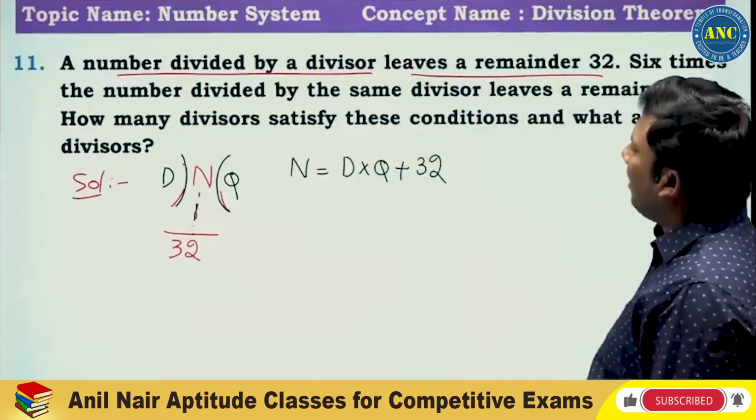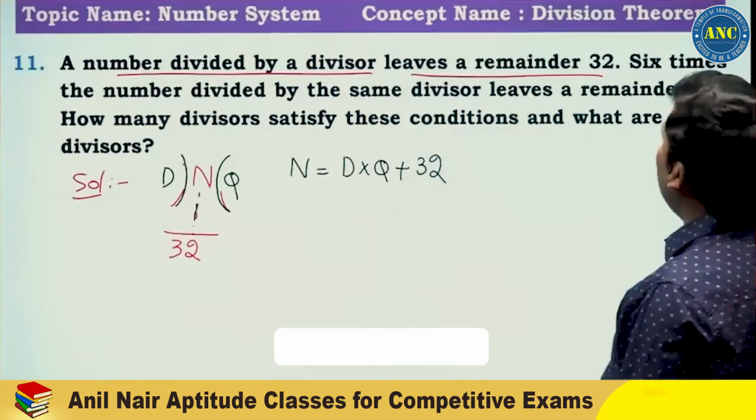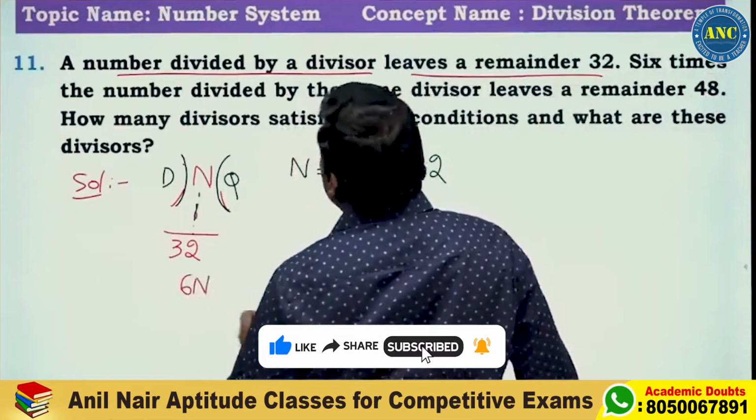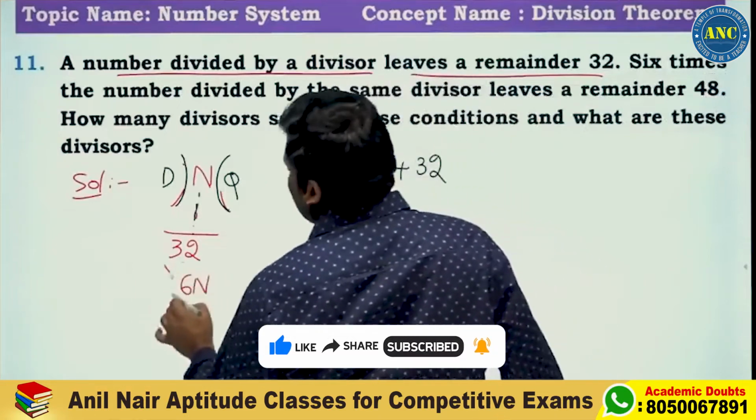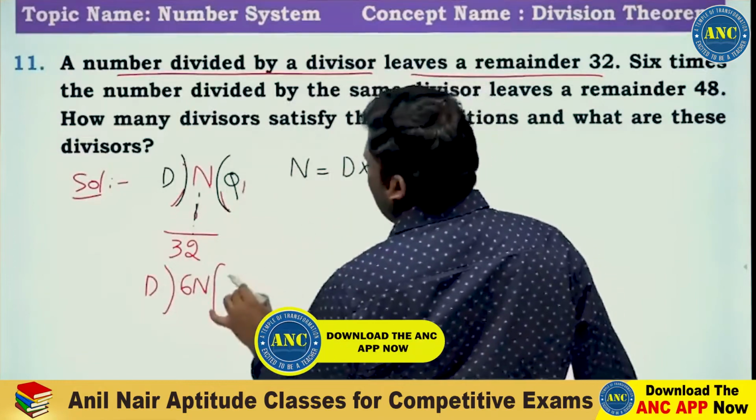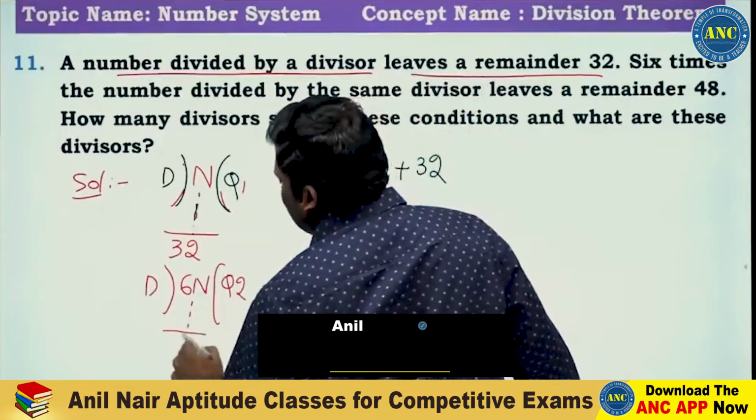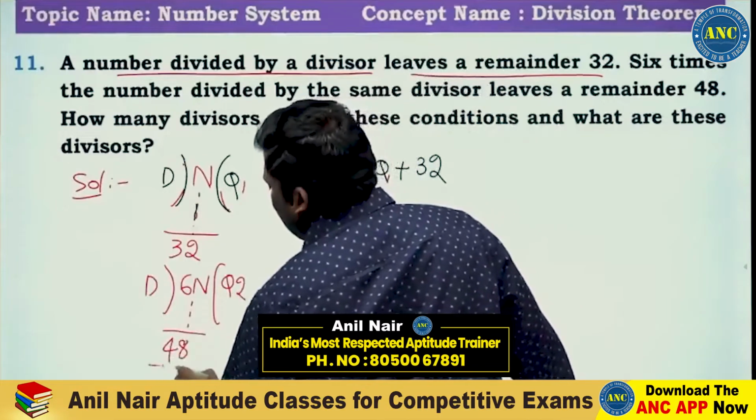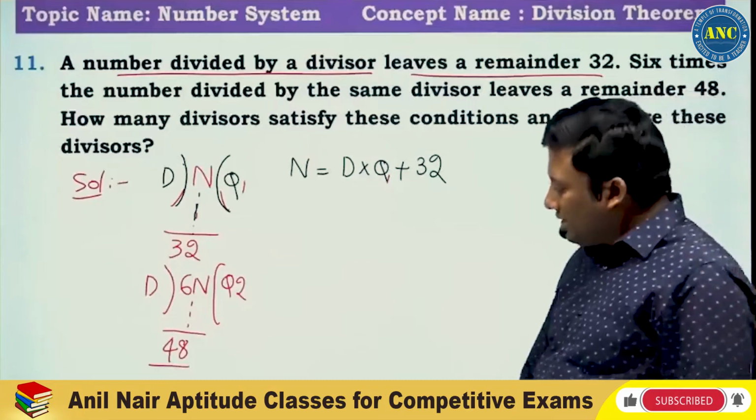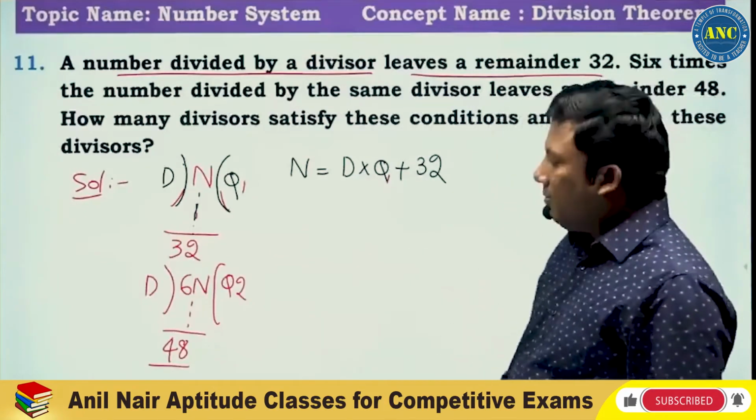6 times the number divided by the same divisor leaves a remainder 48. 6 times the number, 6n, divided by the same divisor, d. Quotient can be different, let me call it as q2. Leaves a remainder, how much is it? 48. The number is multiplied by 6 and it is divided by the same divisor.